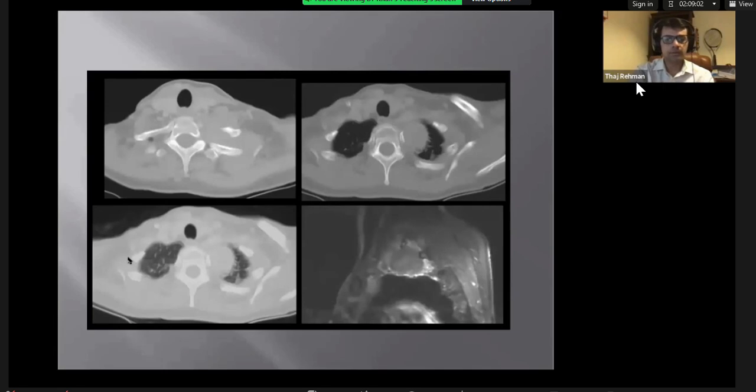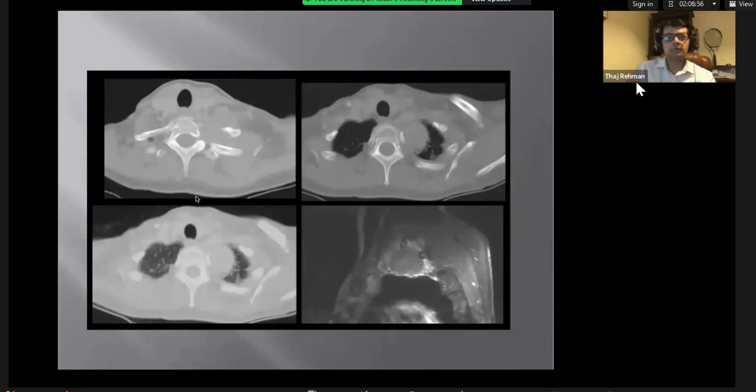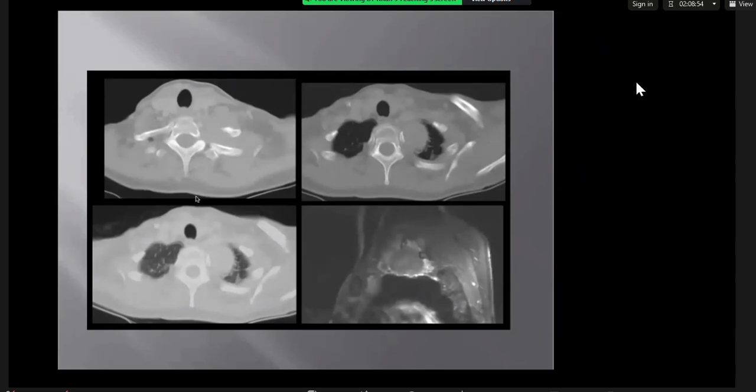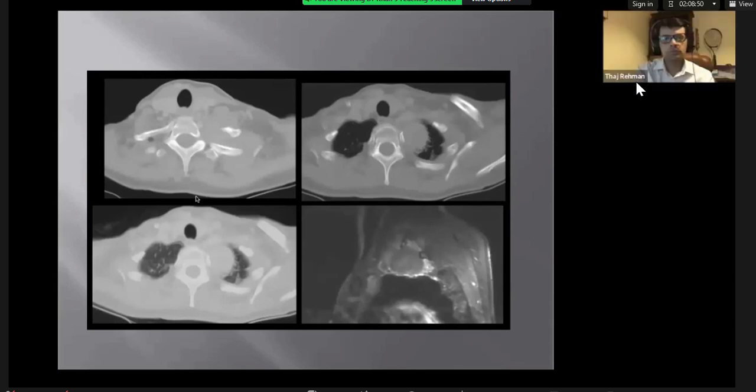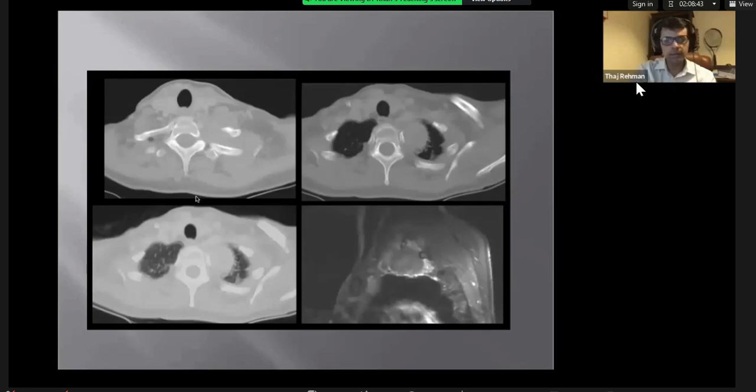Okay, so on the CT sequences, I can see that there is a mass in the left apex, which is irregular and spiculated in margin. Yeah, good. So that was a classical Pancoast's tumor. Yep. Superior sulcus tumor. So review areas, which you picked up very well. That's good.